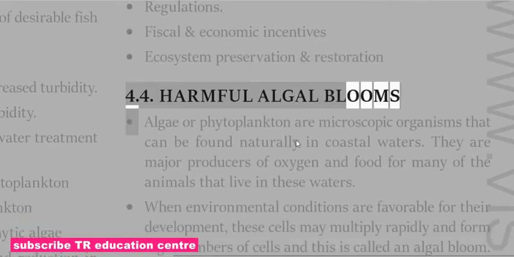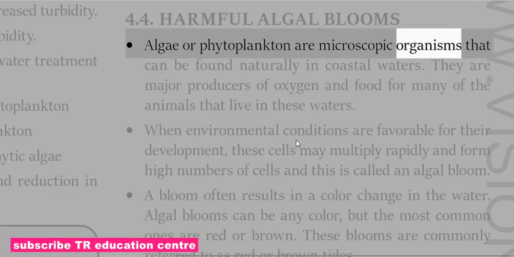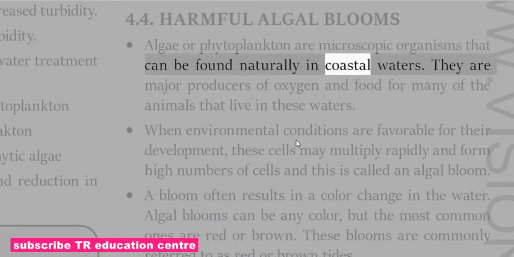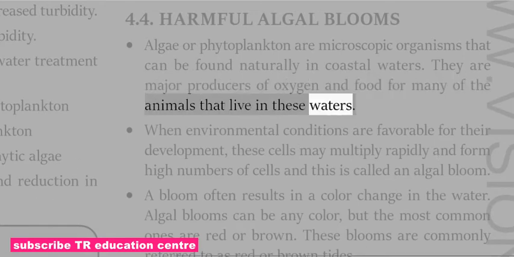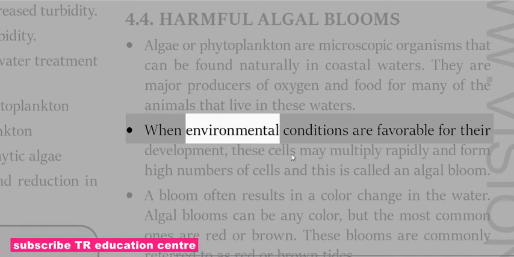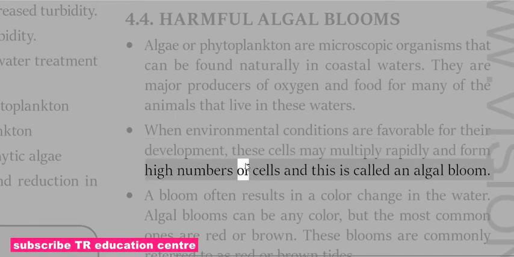4.4 Harmful algal blooms. Algae or phytoplankton are microscopic organisms that can be found naturally in coastal waters. They are major producers of oxygen and food for many of the animals that live in these waters. When environmental conditions are favorable for their development, these cells may multiply rapidly and form high numbers of cells, and this is called an algal bloom.